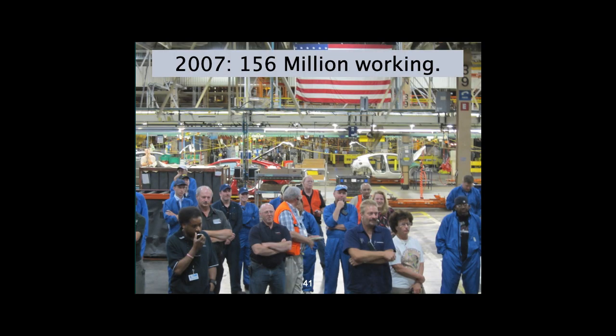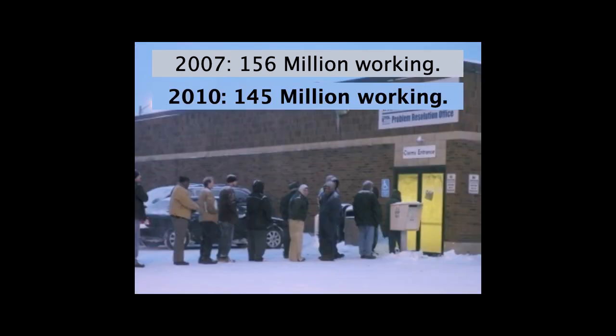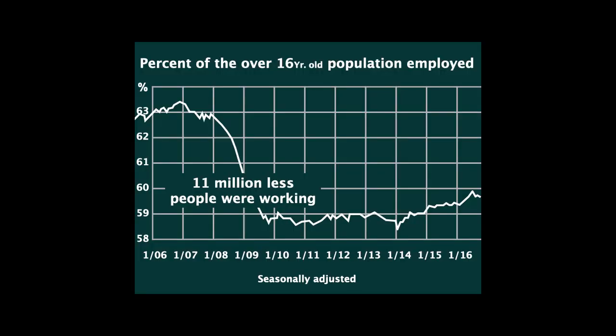So in 2007, we had 156 million people working, and then we had a recession. And by 2010, there were only 145 million Americans working. So you've got to ask, what about 11 million fewer people working? Why was that? How could that be?